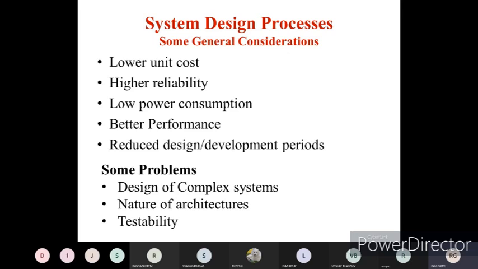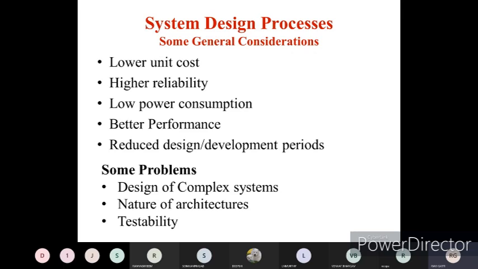So when you want to design or include optimization techniques for your design, these are the general considerations you need to include when you want to design the system with optimum values or optimum cost.